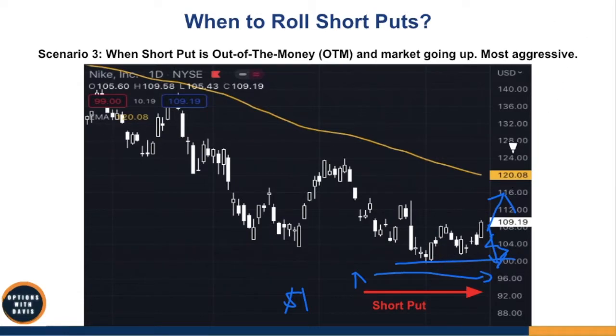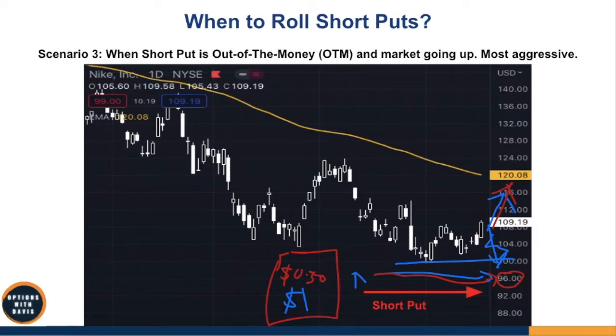Let me just change the color. So you can just roll up to the next support, below the next support, maybe at $96. And then for this, maybe you can collect an additional 50 cents or maybe even $1 on it. So this way you get both of the credit, total of $1.50. So if the market really does shoot up in the end and expires above this strike price, you get this full credit. So this is the most aggressive way that you want to roll.